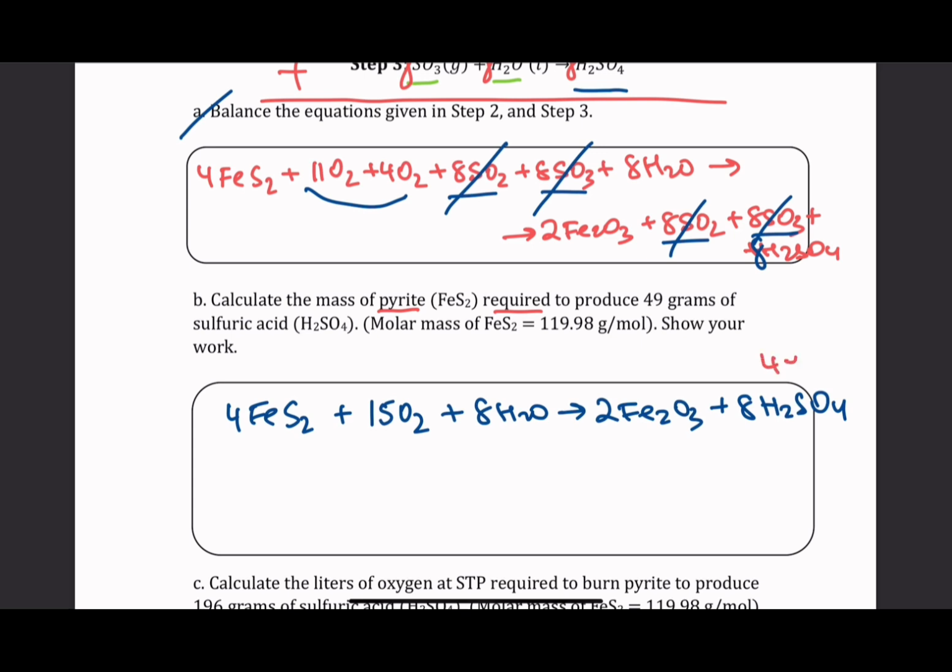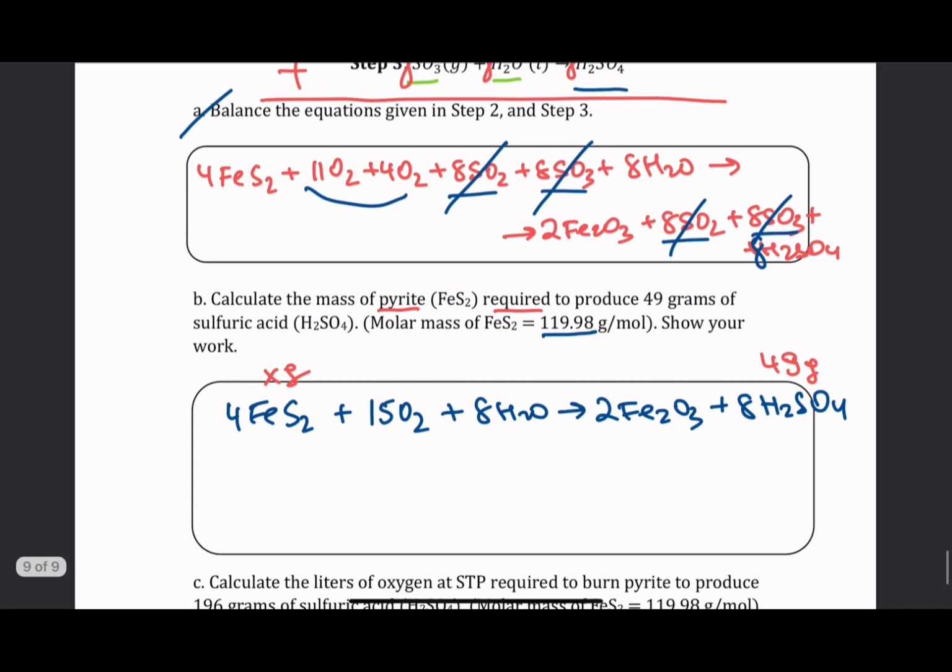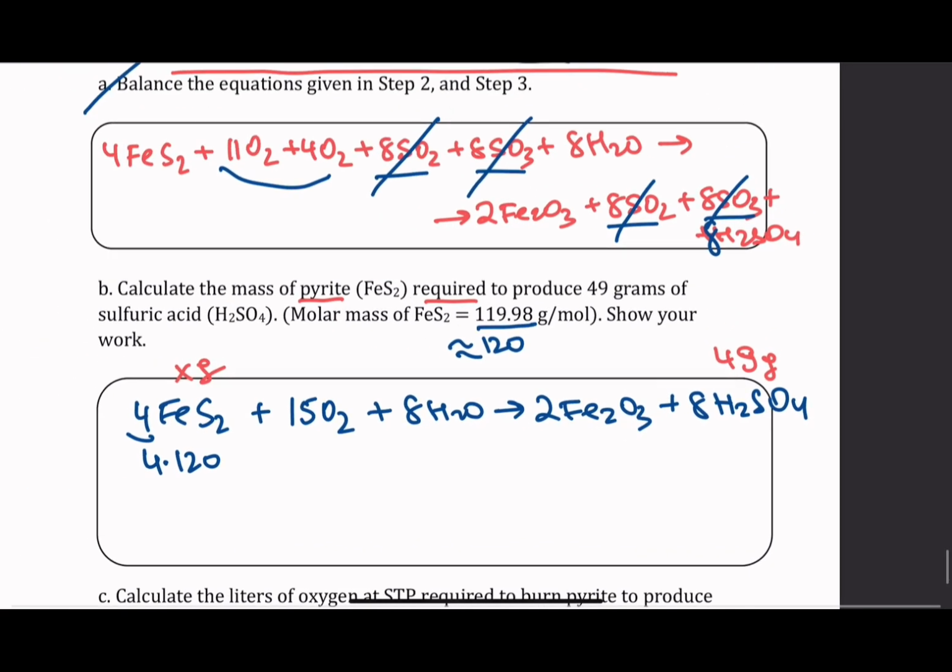Now things are much simpler. We have 49 gram of this. It's asking us the gram of that, right? All we need to do is put their molar mass. Now this one can be rounded up to 120, approximately. So I have 4 of them, so I'm going to do 4 times 120. And then we have H2SO4.